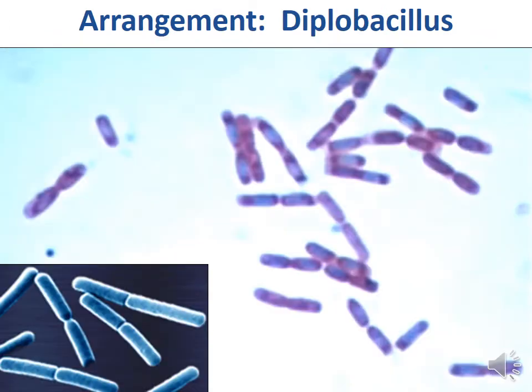Diplobacillus, again, paired. Now, you do see a couple of cells in there that are just singles, but the majority of them are pairing up. So always go with the majority.